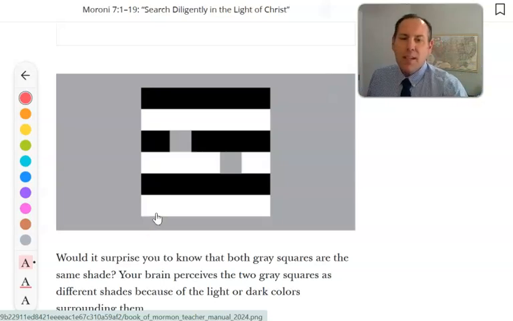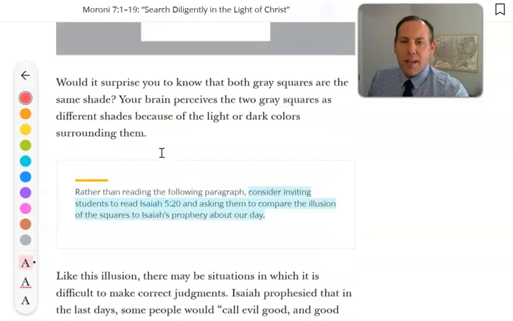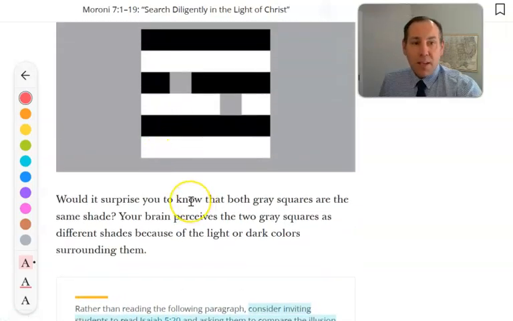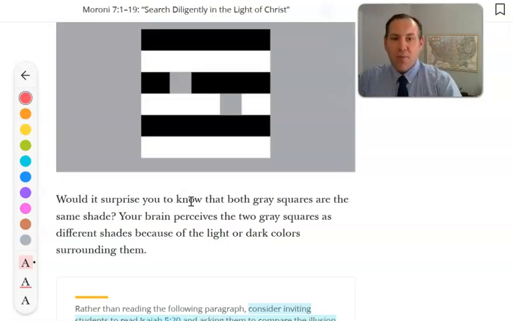But then I loved this idea. Instead of telling them the comparison, invite them to go to Isaiah 5:20 and see if they can compare what is taught there about the last days with the illusion. So I might start the pair activity right here and say, from the get-go, students, we're going to work in pairs. Now, a note about that.